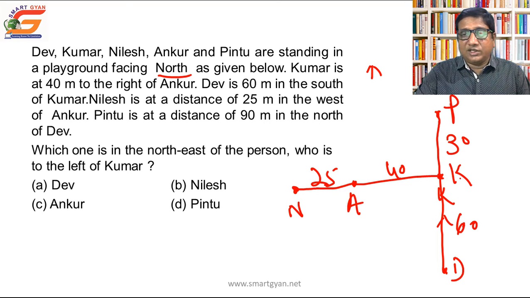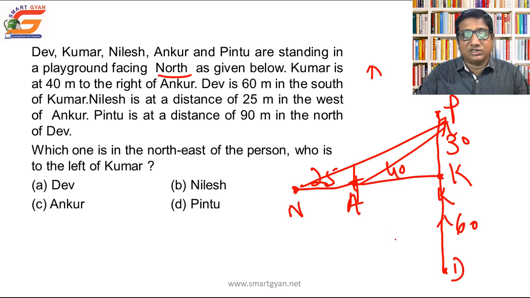To the left of Kumar, two persons are there, as they are facing north, both Ankur and Nilesh. And who is in the northeast of these two persons? Pintu is in the northeast of both the persons. So your answer is Pintu.